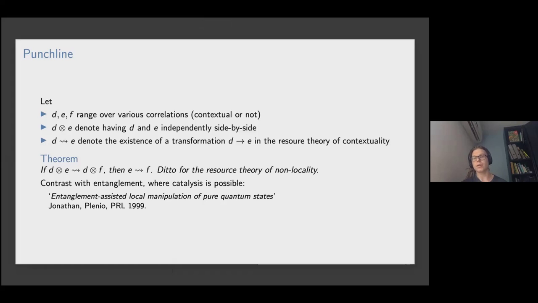So if you think of entanglement as a resource theory where your states are quantum states and your conversions are local operations and classical communication, or maybe stochastic such, then it's famously known that there are catalysts. So there are situations where you can't transform a quantum state to another one, but if you add in a catalyst, then suddenly you can. And this is false for non-locality and contextuality.